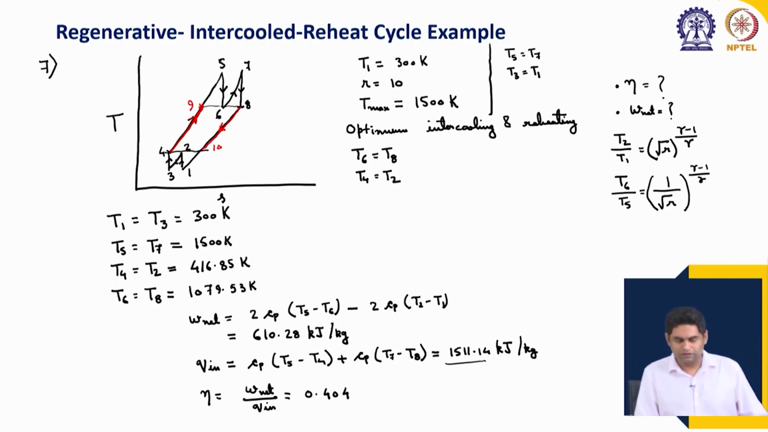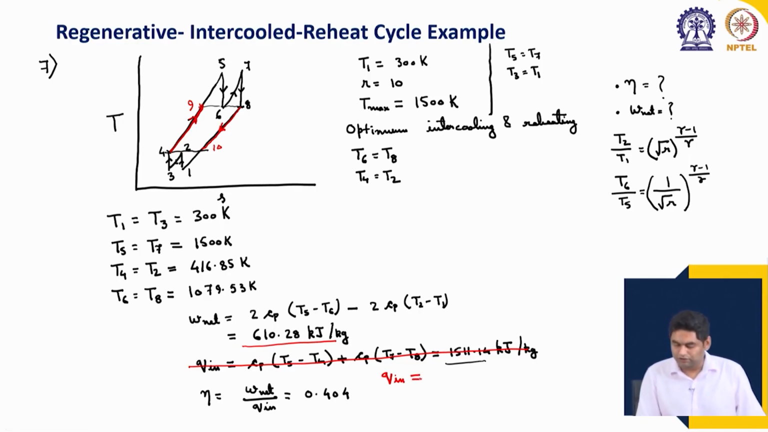So, better I think it is I will write in the next page. Okay. We already have these temperature values. The only change that will occur is that the Q in will become different. So, what will be the value of Q in? I am not writing the entire thing again. So, W net will remain the same as we already know, 610.28.